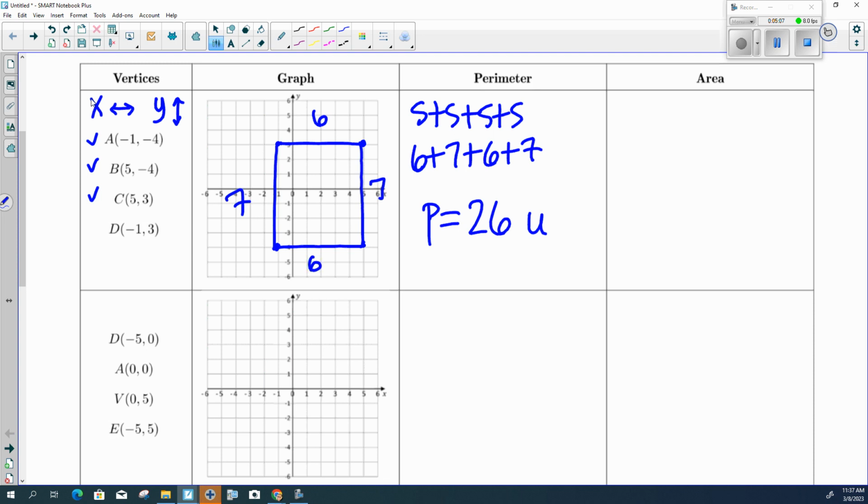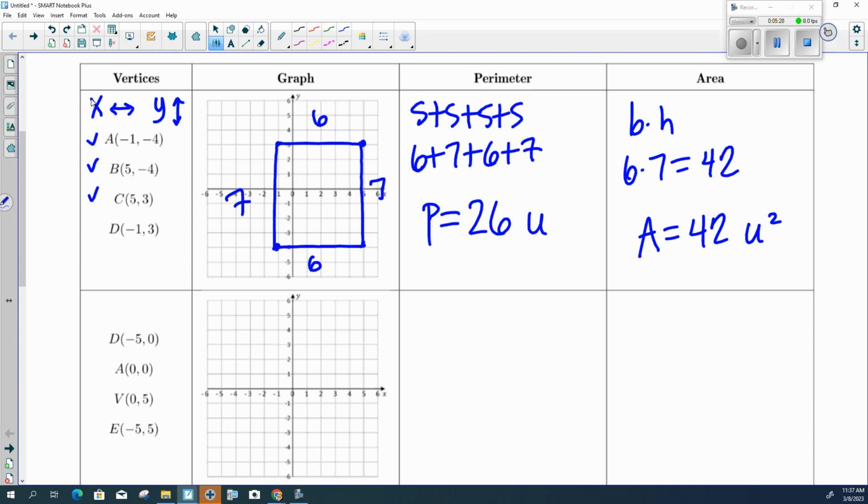So 26 units around, 26 little bits of licorice. Since this is a rectangle, the area is base times height. So the numbers for this one are 6 times 7. Area is 42. And again, these are square units. These are starbursts.